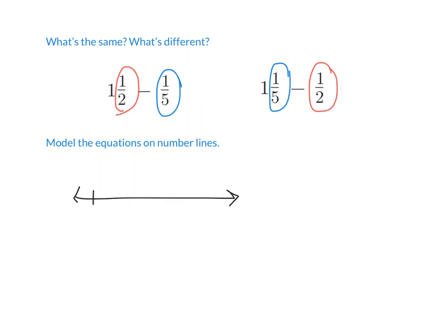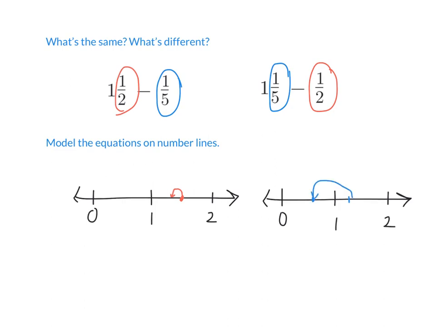Okay, so in this case, here's 0, here's 1, here's 2. We're starting at 1 1/2 there. We're taking away 1/5, so we end up there. Okay. In the second case, here's again 0, 1, and 2. This time we're starting at 1 1/5, which is about there. We're taking away 1/2, which would put us somewhere here.